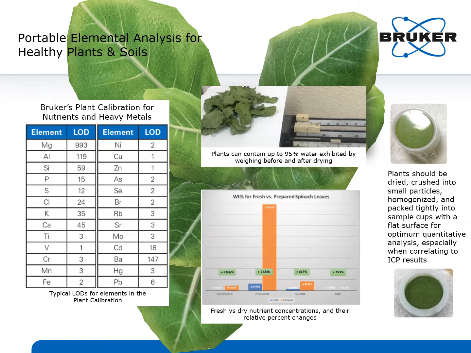Therefore, it is critical to properly prepare plant samples for quantitative analysis, especially if you are using a calibration whose reference materials were prepared properly. It is not as complex as preparing a sample for ICP or other wet chem analyses. In fact, all you need to do is dry the sample in air or on a hot plate, crush and homogenize the sample in a simple food processor, and then pack the sample tightly into a sample cup.